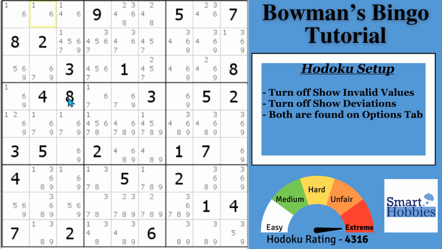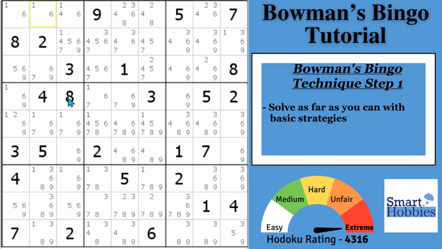So the first step, very simple, is to solve as much as you can using basic techniques. You might notice if we highlight the ones, there's only one over here in block 3. And then we go and look right here, here's the 4s. You see this 1 6, 1 6, and there's a 1 4 6. You know that the 1 6 can't be there because this is a naked pair, 1 and 6. So you can solve that for 4.